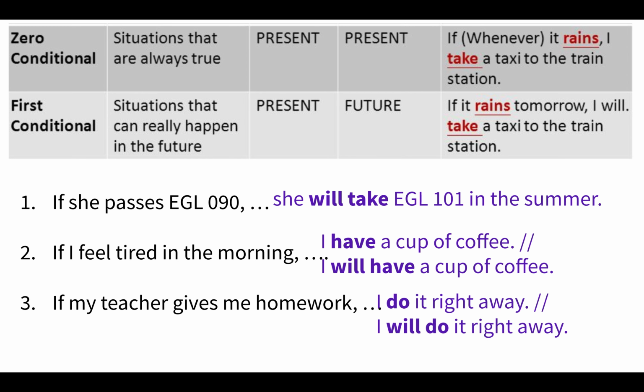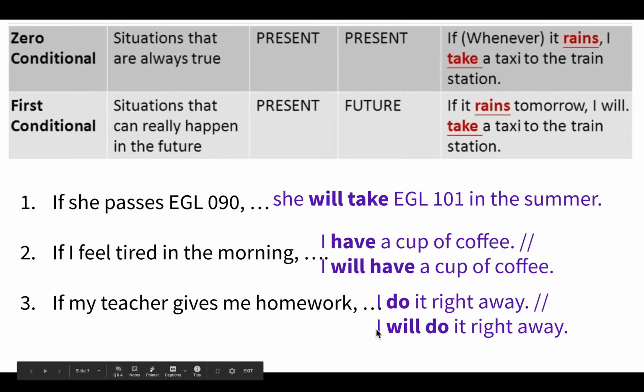Again, we can have two answers. Now you think about, how does each answer change the meaning here? If my teacher gives me homework, I do it right away. That means that's my habit. Every time my teacher gives me homework, I do it right away every time, right? A situation that's always true.